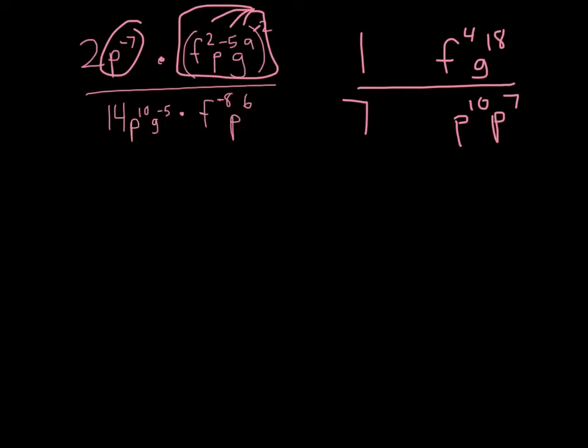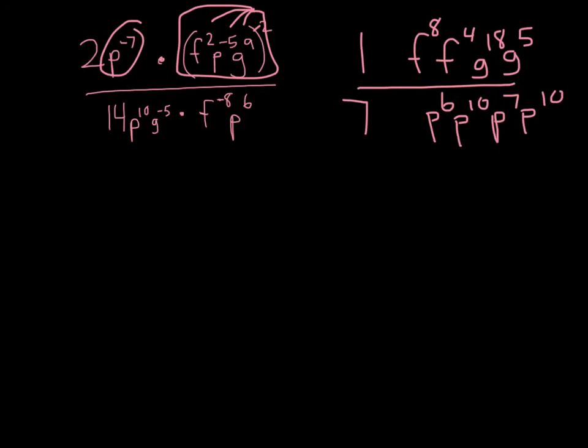Taking care of everything on the top, so let's go to the bottom. I already simplified the 14. I have another p to the 10th on the bottom. Once again, all those p's are eventually going to end up together. I have a g to the negative 5th, which of course once again will make it go to the top. I have an f to the negative 8th, which will make it go to the top. And I have a p to the 6th, which will stay on the bottom.